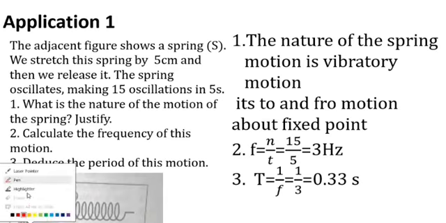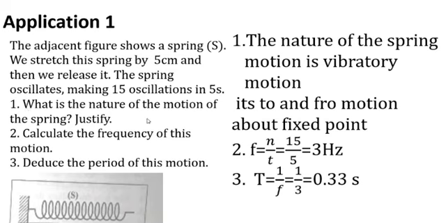It says part 1: what is the nature of the motion of the spring? The spring performs vibratory motion. Justify: because it is a to-and-fro motion about a fixed point.